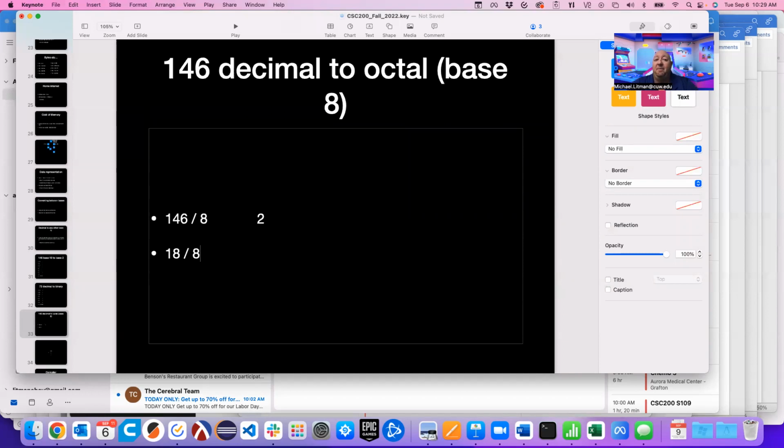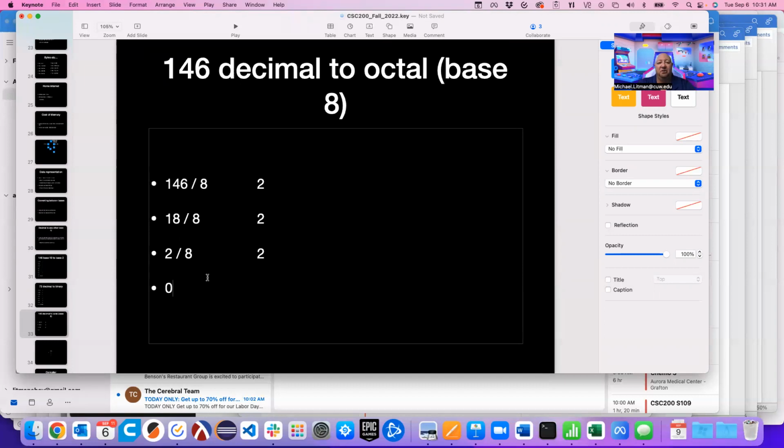18 divided by 8, 2. 2 times 8 is 16, with a remainder of 2. 2 divided by 8, you'll always have that last finishing move where you're trying to divide your number by something larger than it. So 8 goes into 2, 0 times. 0 times 8 is 0, with a remainder of 2.